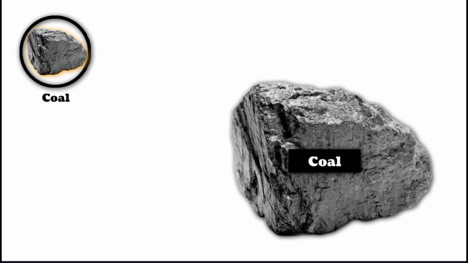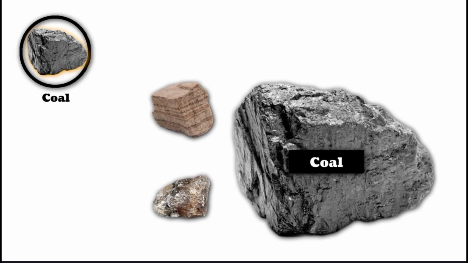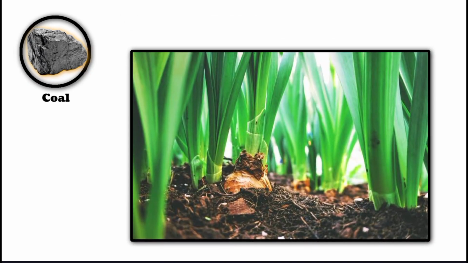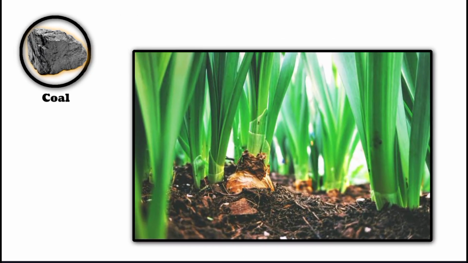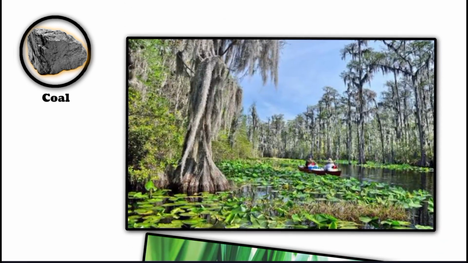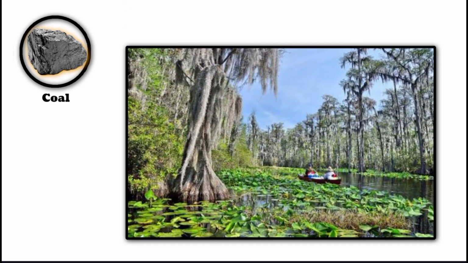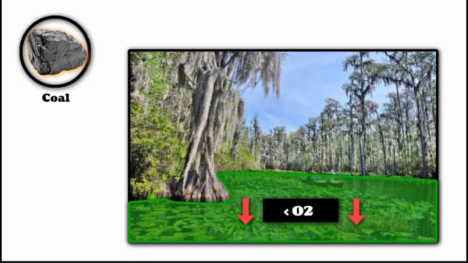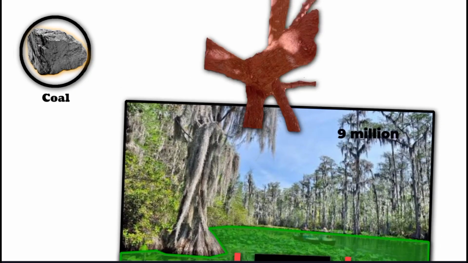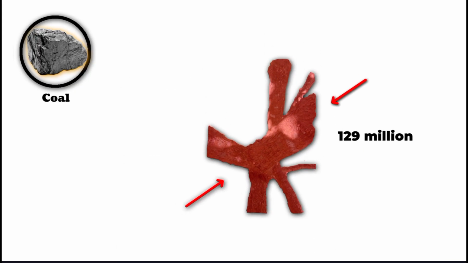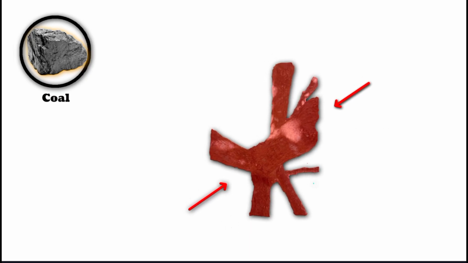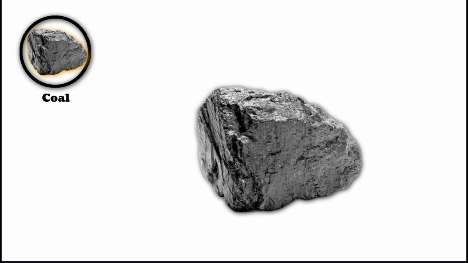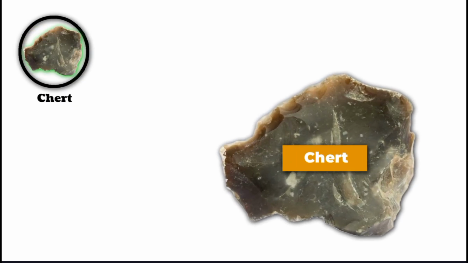Number 7. Coal. Unlike most rocks made of minerals, coal is made of organic carbon. It began as dense layers of plant matter in ancient, stagnant swamps. Because the water lacked oxygen, the plants couldn't fully decay. Over millions of years, heat and pressure squeezed out the moisture and gases, leaving behind the concentrated energy source we use today.